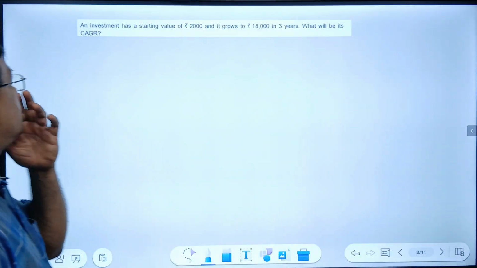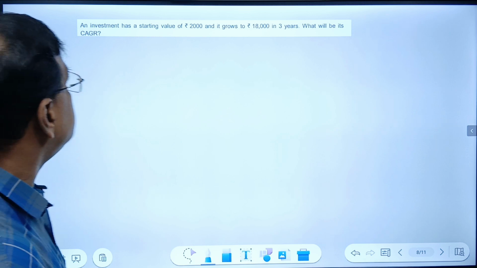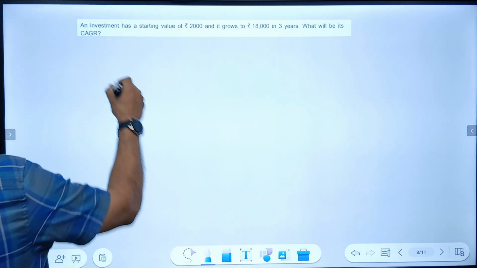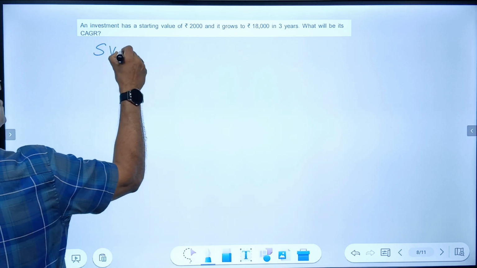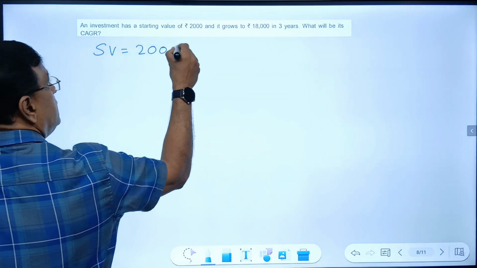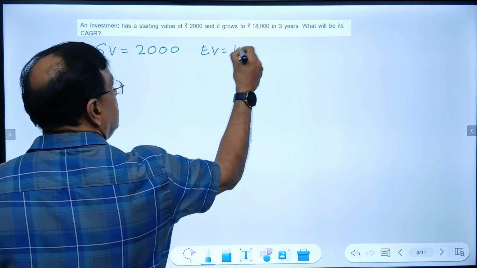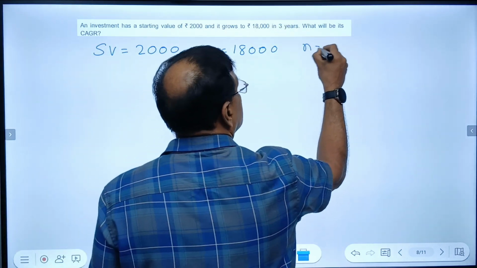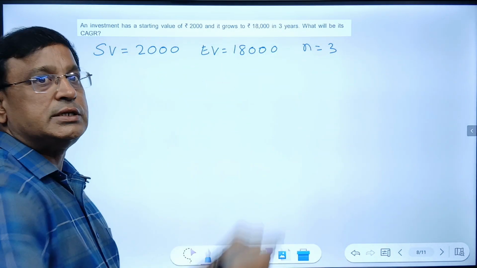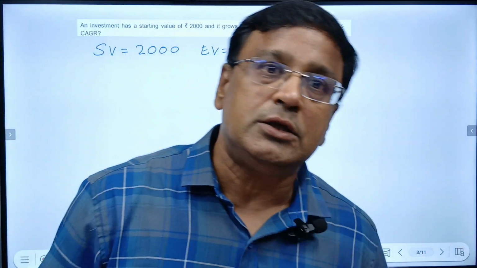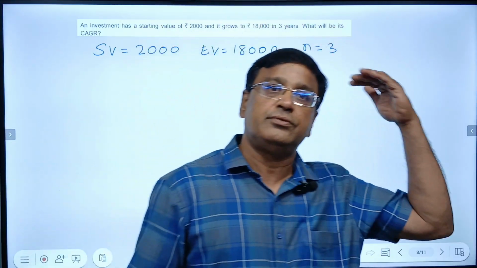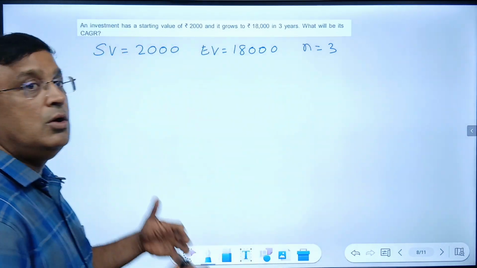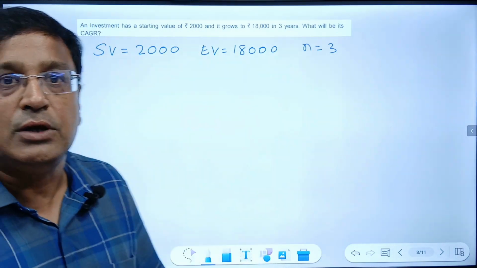Now let's go to the next question. An investment has a starting value of 2,000 and it grows to 18,000. So the starting value is 2,000 and the ending value is 18,000. And how long is the money there? The money is there for 3 years. This is even more drastic than the previous problem. 2,000 has gone 9 times, and the number of years is 3. So I want to know how much percentage the growth has happened.